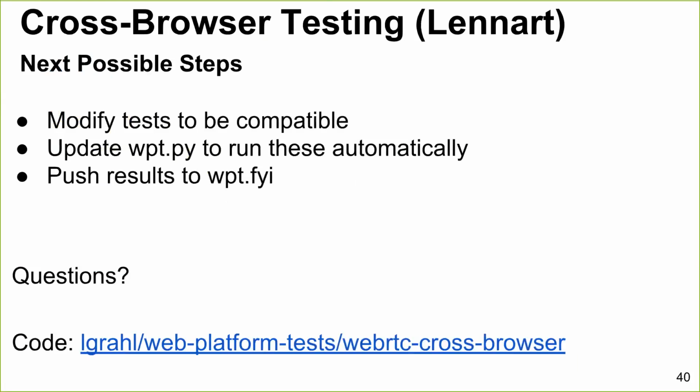Next possible steps from my point of view would be to modify tests to be compatible. We can also do some cleanup, adding async and await and that kind of stuff, which we talked about earlier. What would be necessary is to update the Python script to run these cross-browser mode tests automatically by following a defined browser matrix. And at the very end, it would be really nice to have the results pushed to the WPT.fyi dashboard, so we can see what breaks or what works in cross-browser mode.